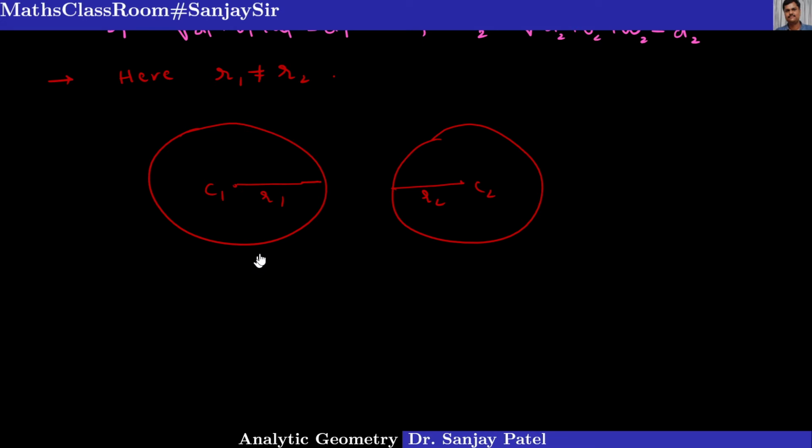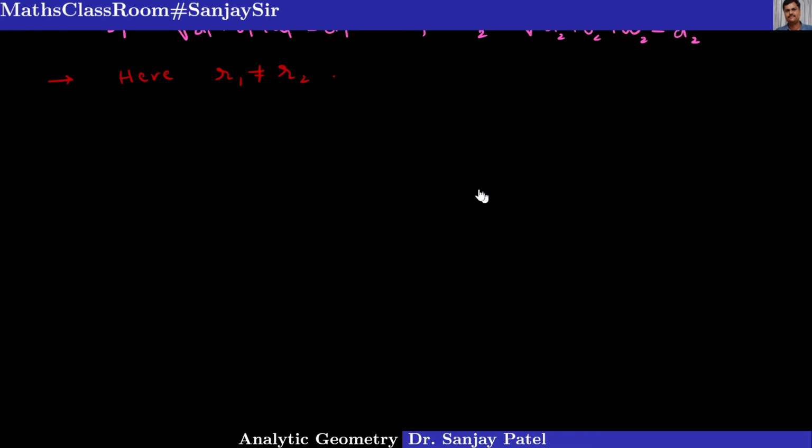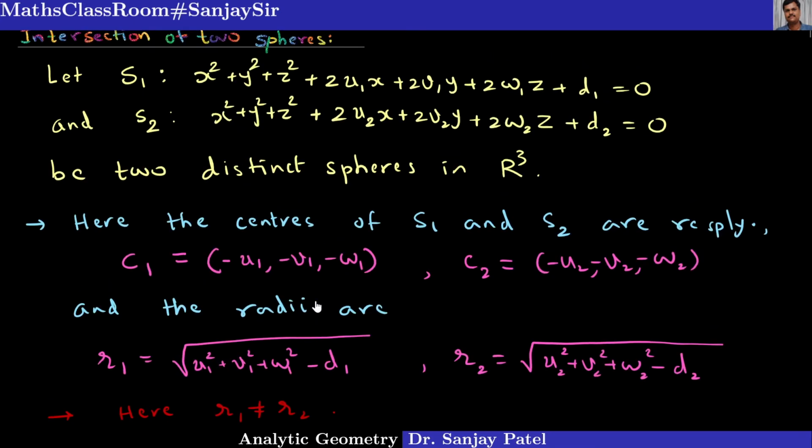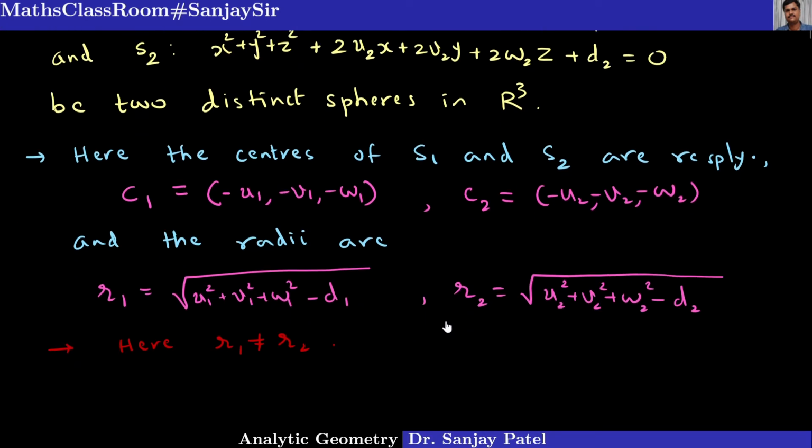So we want to discuss all such possibilities. Can you think how many possibilities there are? We'll discuss the different rules for determining the intersection set of the two spheres, or the condition for the intersection of the two spheres. The first step is, given the equations of the two spheres, find the centers C1, C2 from these equations, and then find the radii using the formula which we already derived in earlier lectures.